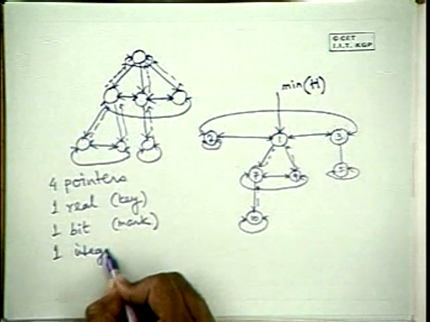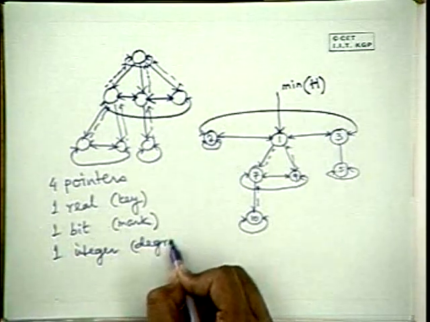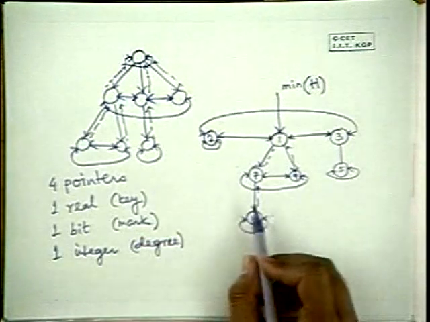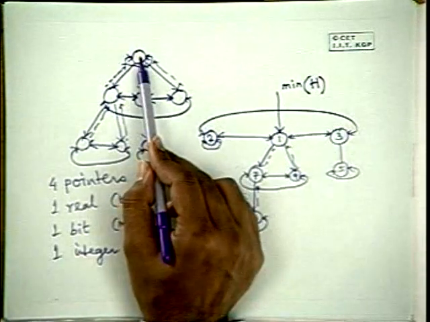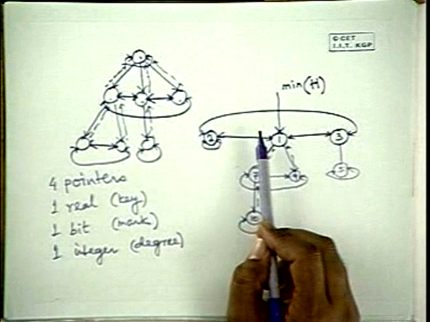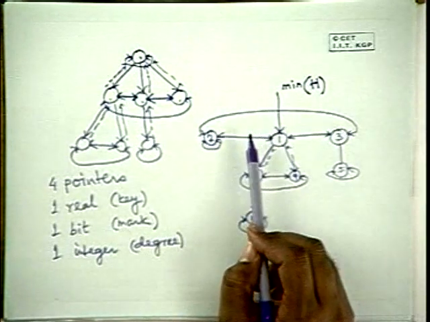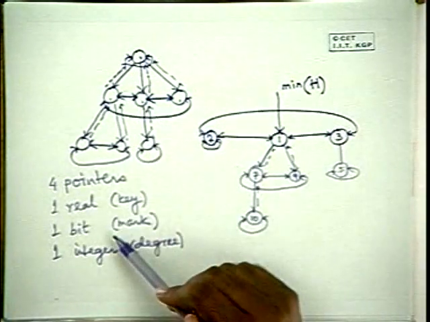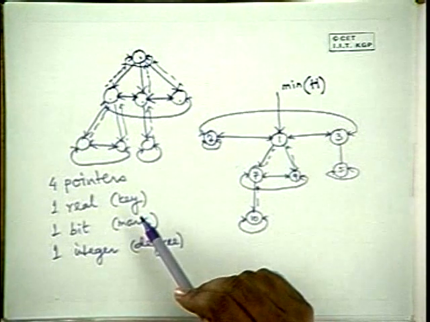And there is one integer which will tell us the degree of the node. What is the degree of the node? Like in this case, the degree of this node is 3. That is the number of children it has. So that's also kept. So these are the major fields which are kept in the structure of a node.